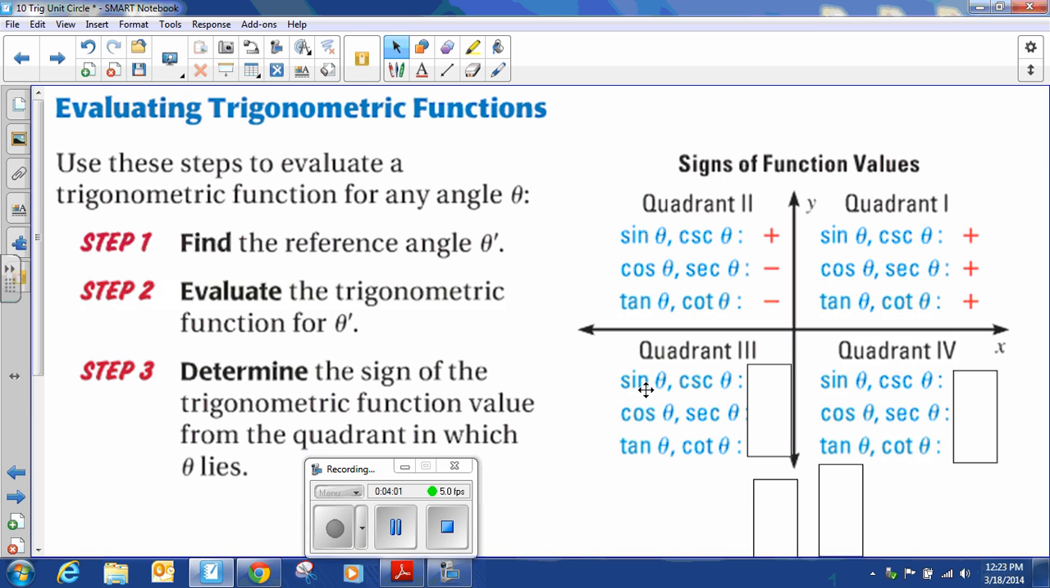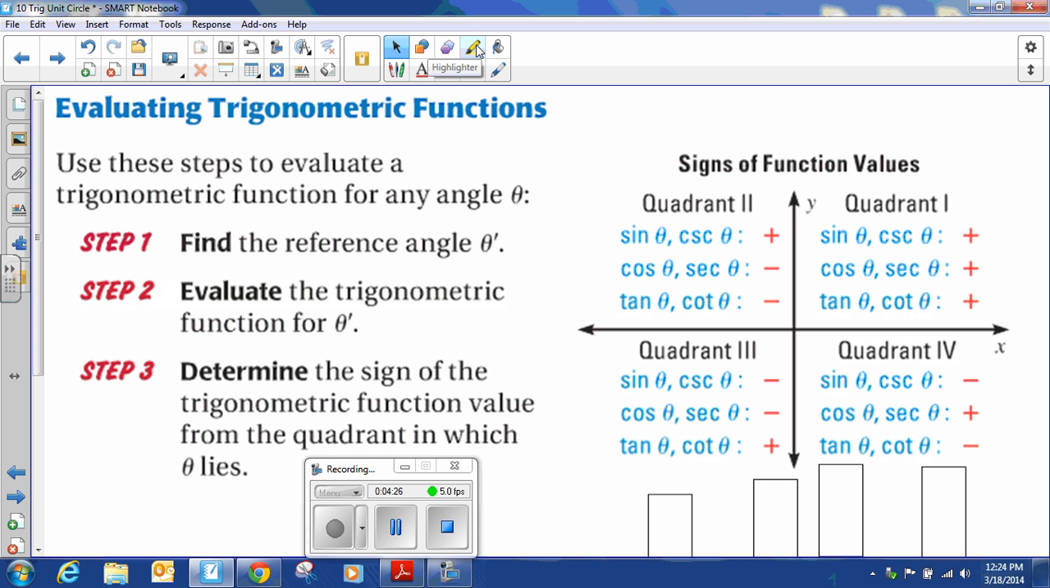In quadrant 3, we know that x's and y's are both negative, so sine is negative, cosine is negative, and tangent, negative divided by negative, is positive. Finally, in quadrant 4, sine is negative because we're under the x-axis. Cosine of theta is positive, and negative divided by positive is negative.